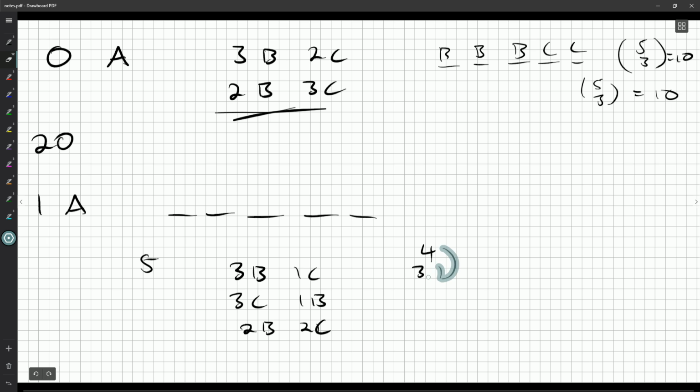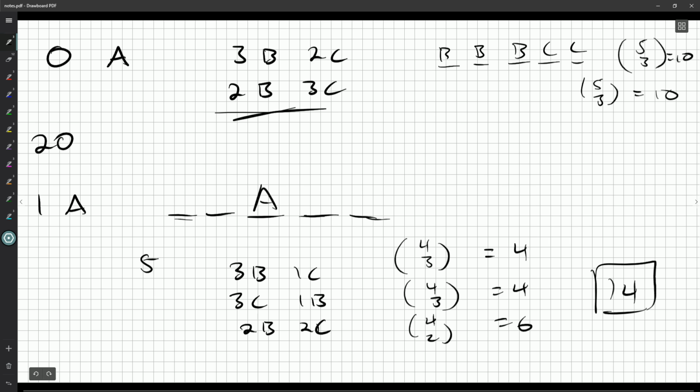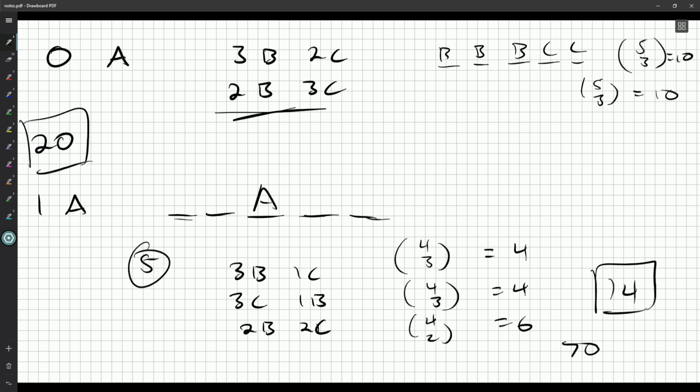So you could have 4 choose 3 places to put the B's, or 4 choose 3 places to put the C's. Once the A is in, you only have 4 spots left. Or 4 choose 2. So that's going to be 4, 4 and 6. So 14 different ways times 5 should be 70. So 20 plus 70, that's 90 different possibilities so far, with 0 A's and 1 A.